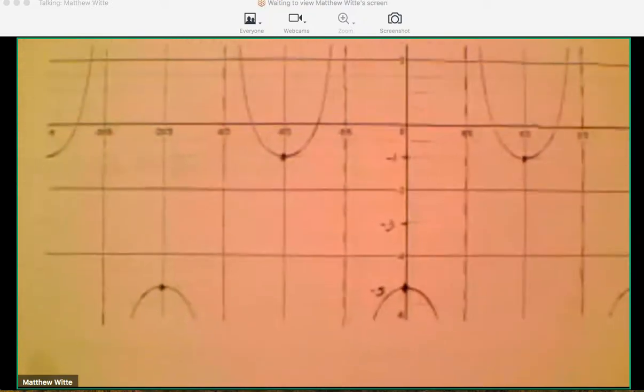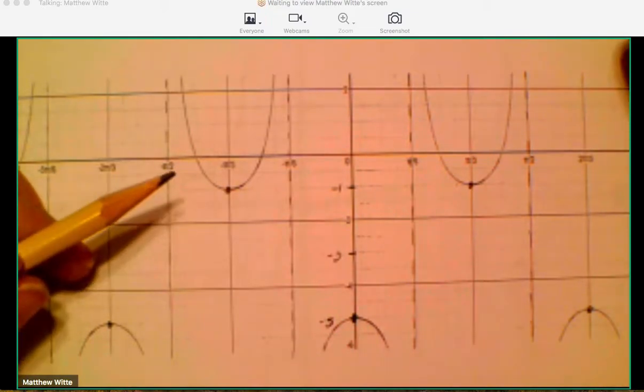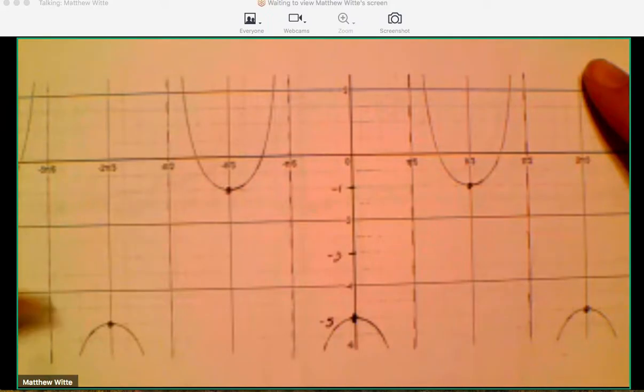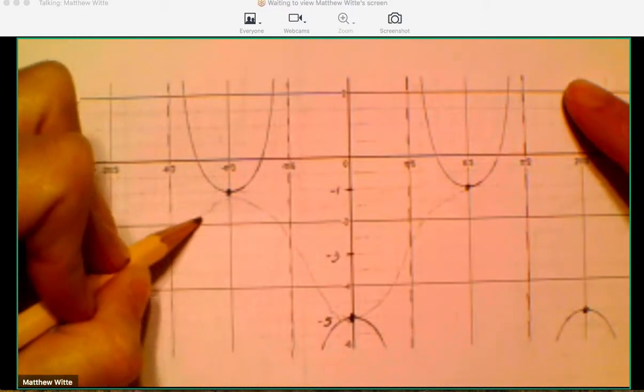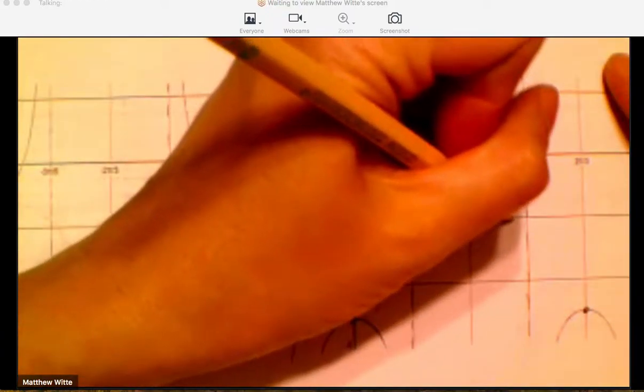So the question is, what does this graph look like? If I were to graph this, I would look at the fact that this is either a cosecant or a secant curve, depending on what I decide to choose. So what I would do is draw a quick sketch of what that sine curve would be. Like so.